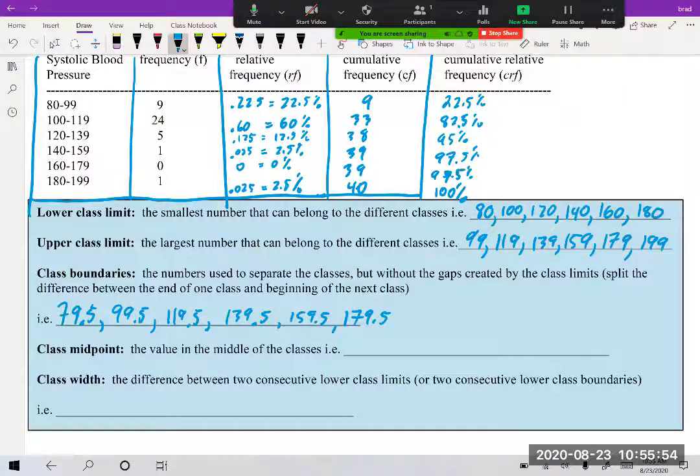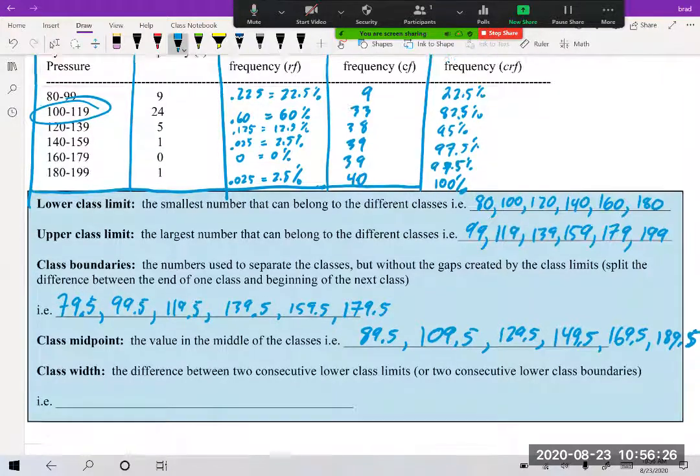And then I divide by 2, I find smack dab in the middle would be 89.5. Then the next category, 100 and 119, 100 plus 119, divide that by 2, find out what's smack dab in the middle, that'd be 109.5. And then I just go on from there, 129.5, 149.5, 169.5, 189.5.